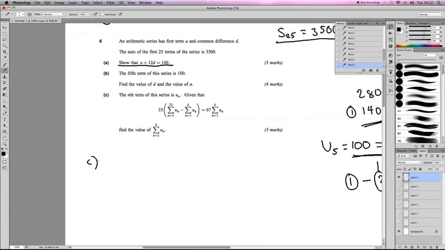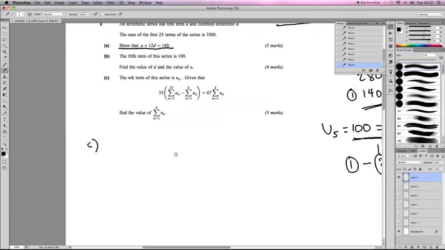Part C is the one I think you're all going to hate. The nth term of the series is un. Given that this is equal to this right here, find the value of this thing here. The first thing I'm going to do is replace this first sigma with S25, because it's the sum of the first 25 terms. I'm going to replace this sigma with SK, because it's asking me to sum up to the first k terms.